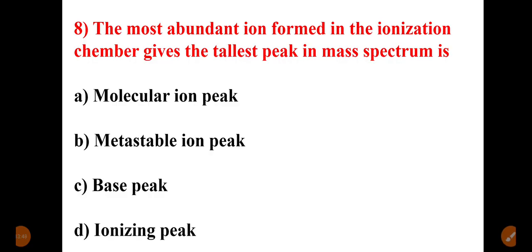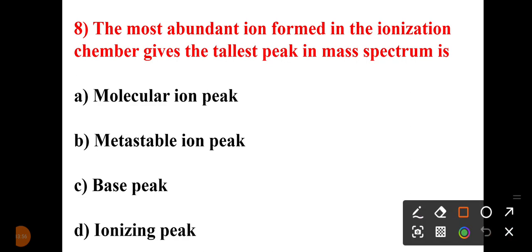Okay, the next one: the most abundant ion formed in the ionization chamber gives the tallest peak in the mass spectrum, which is. Very simple question, everybody knows the tallest peak. That is nothing but our base peak. Everybody knows the base peak is the most abundant peak and the tallest peak. You just have to remember these two words, most abundant and tallest: that's the base peak.